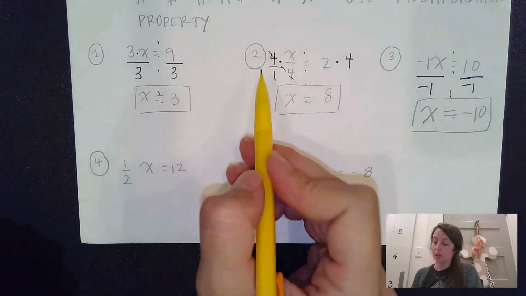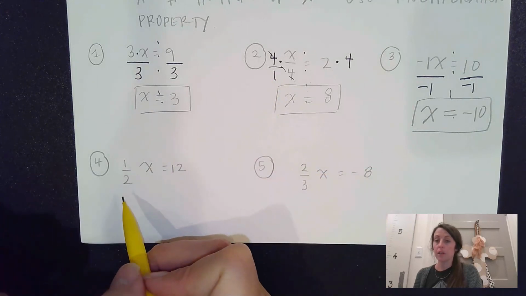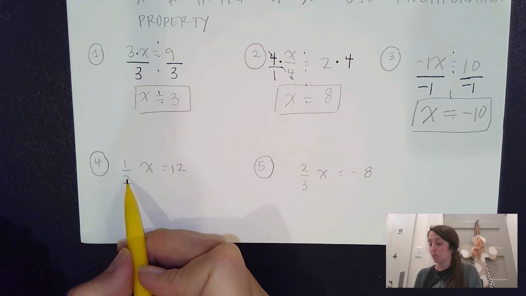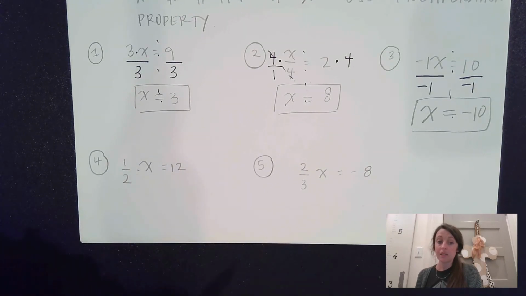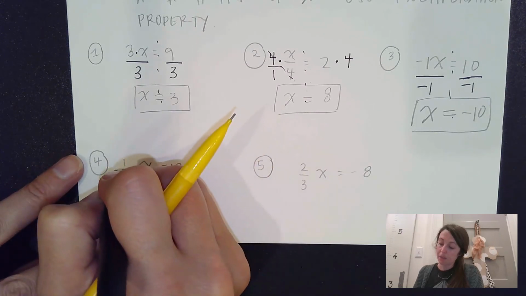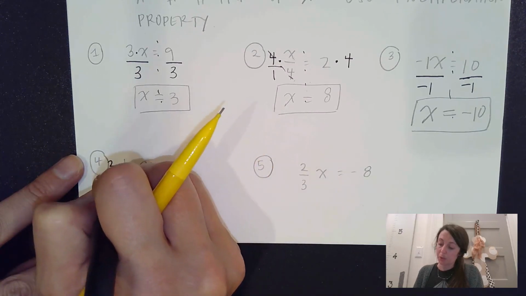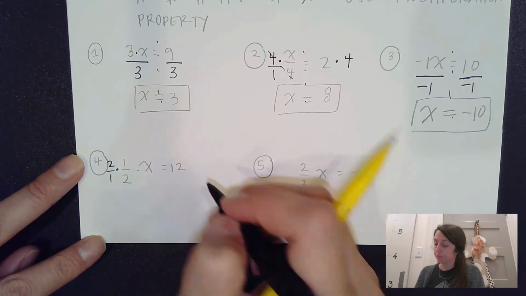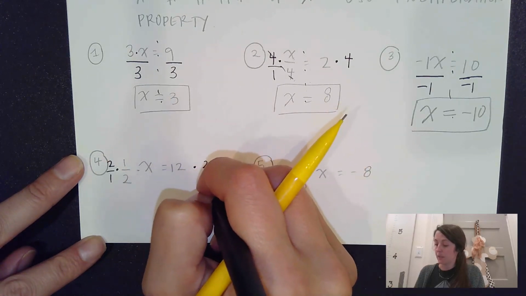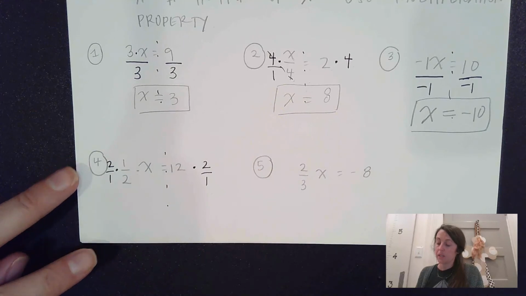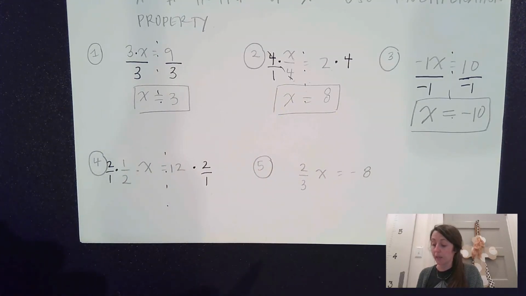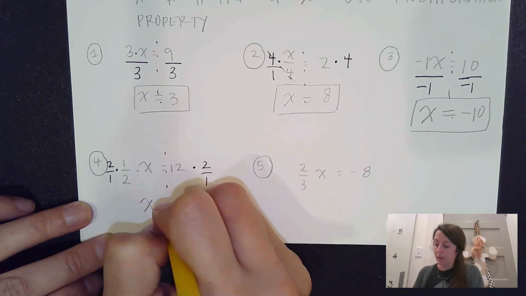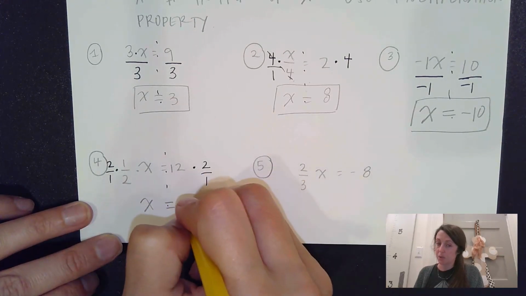All right, look at this one. This one is identical to number 2, but it's just written in a different form. So this is a 1/2 here. 1/2 times x is equal to a 12. So what I'm going to do here is I'm going to multiply by the reciprocal, 2 over 1. What I do to one side, I'm going to do to the other side here. It's the same thing as saying I'm dividing both sides by 1/2. So I'm going to be left with x is going to be equal to 12 times 2, which is a 24.